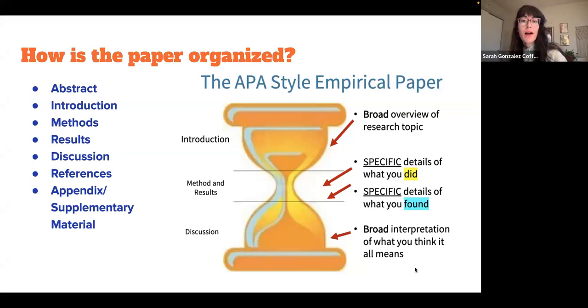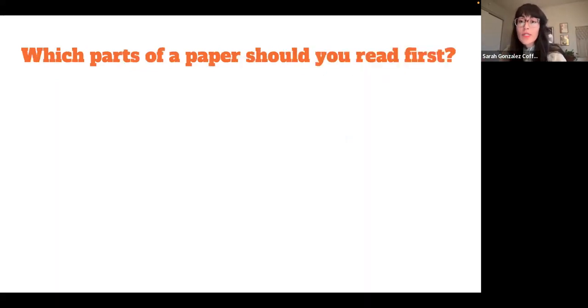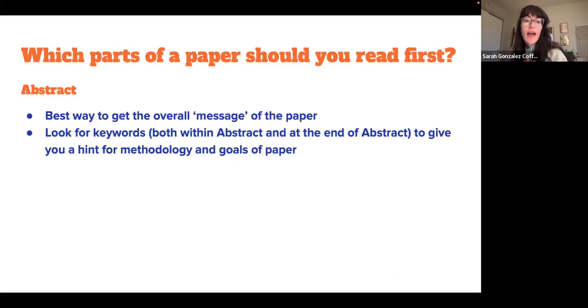So now that we know a bit about how the paper is organized, what standard sections we expect to see, and generally what is going to be in each one of these sections, keeping in mind our hourglass here, we can start thinking about which parts of the paper we should read first. So first, we recommend starting with the abstract, and that's the best way, like I mentioned before, to get the overall message of the paper.